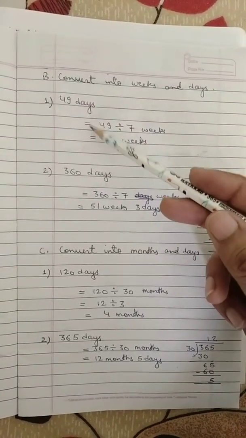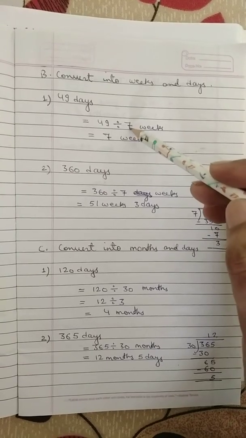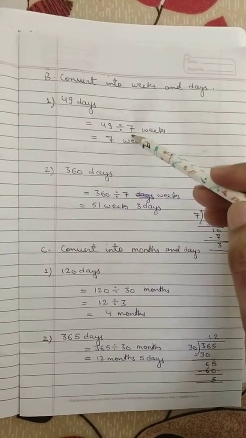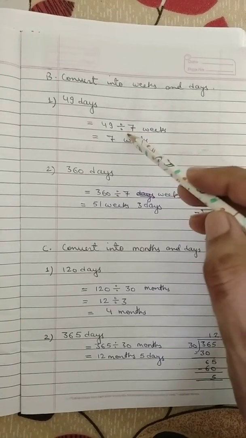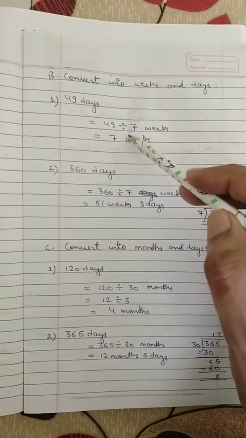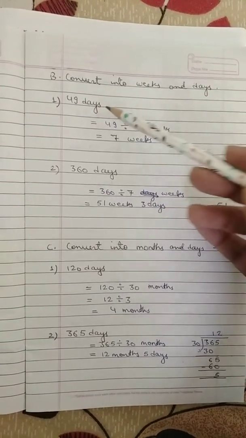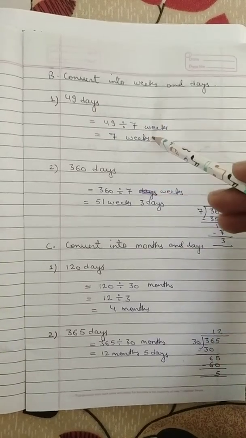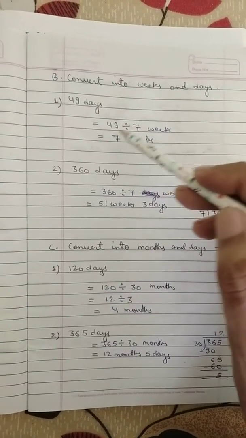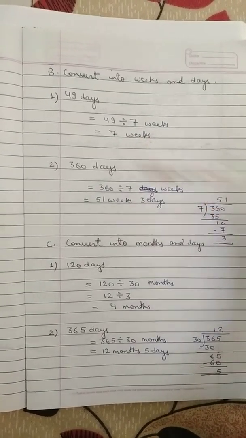Now we have to convert days into weeks. Okay. We know that in 1 week there are 7 days. So this time we have to divide by 7. If we are converting weeks into days, then we have to multiply, but here we are converting days into weeks, so we have to divide by 7. 49 divided by 7 is equal to 7 weeks.